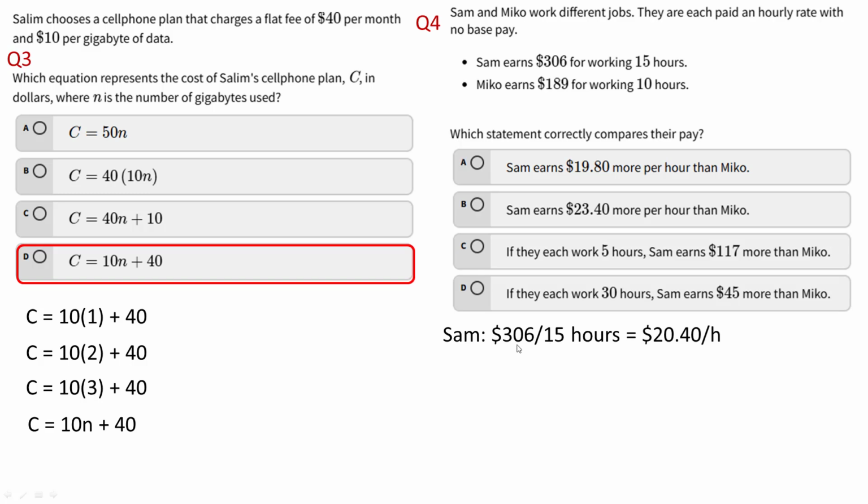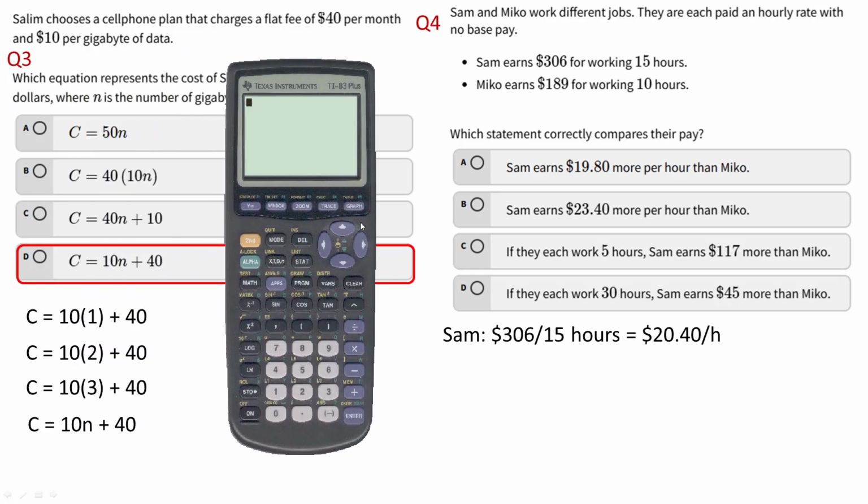So for Sam, he gets $306 for working 15 hours. So if we divide that, then we can see that he makes $20.40 per hour. Now I'm going to use this calculator a lot. I'll try to just not take advantage of the functions that it has.